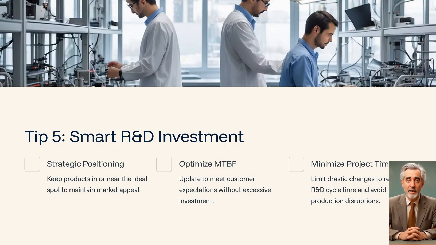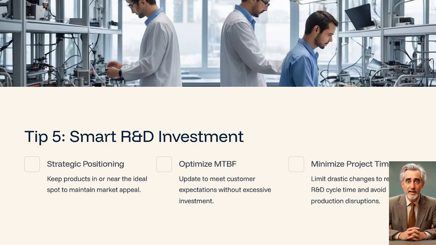Don't overinvest in unnecessary upgrades. Your R&D strategy should aim to keep products in or near the ideal spot, update MTBF to meet, not greatly exceed, customer expectations. Reduce R&D project time by limiting drastic changes. Avoid overinvesting in MTBF, it adds cost and little value.